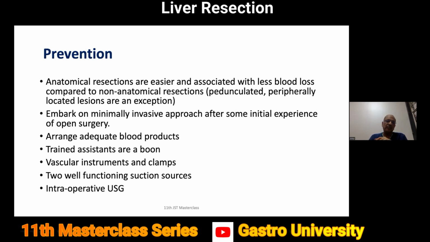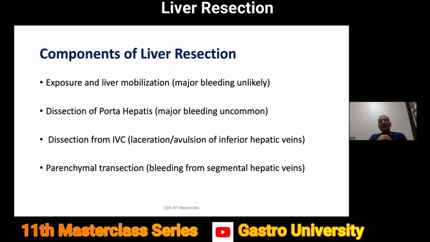And intraoperative ultrasound, I found it a useful tool because it delineates the segmental anatomy better. So components of a liver resection with respect to bleeding. So I would divide a liver resection into 4 components: exposure and liver mobilization.